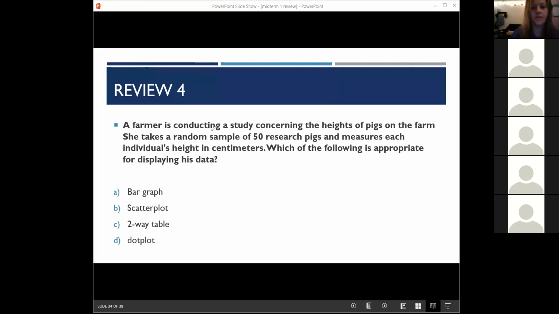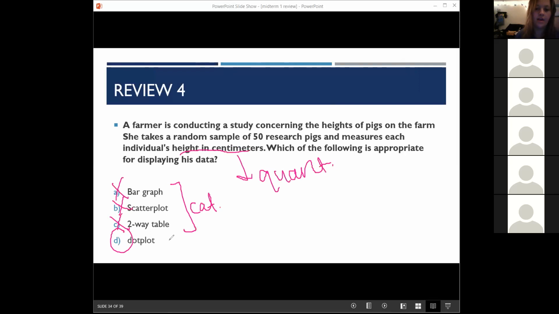Awesome job. Yep, so our answer here is going to be D, because we are talking about a random sample, height in centimeters. This is going to be a quantitative variable. These other options are ways you can display categorical variables, but a dot plot is the only one that we can use to display quantitative variables out of these options. So that's why that's the answer. So great job.